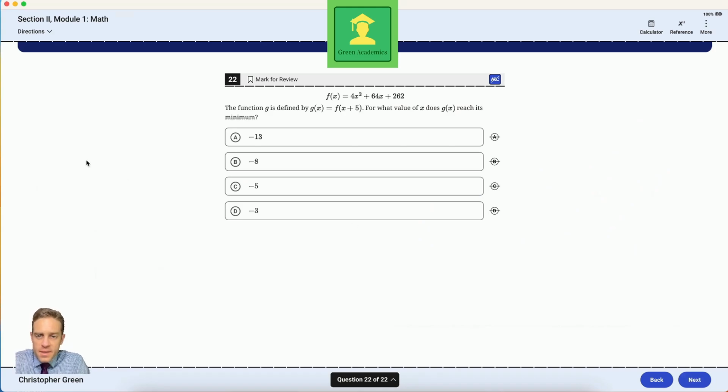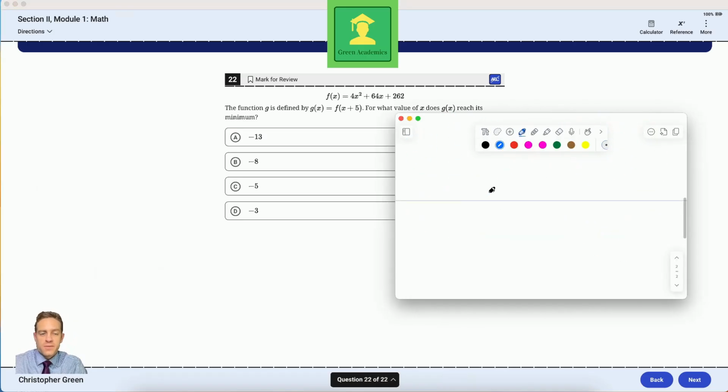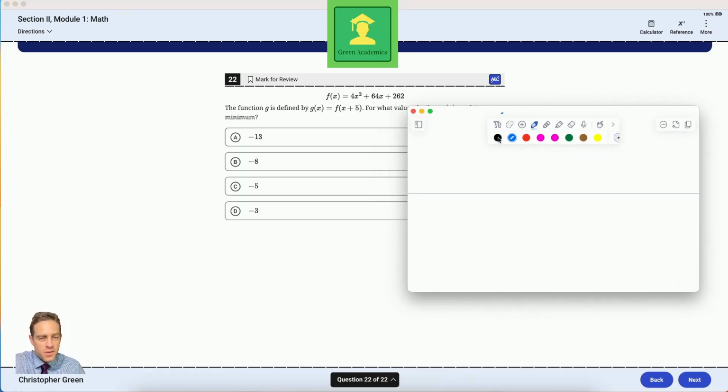That quadratic, the function g is defined by g of x is f of x plus 5. For what value of x does g of x reach its minimum? I think it's probably most helpful to understand how to do this using your knowledge of the rules of axis of symmetry. So the axis of symmetry for any quadratic is negative b over 2a. So for f of x, that's negative 64 over 8, which is negative 8.